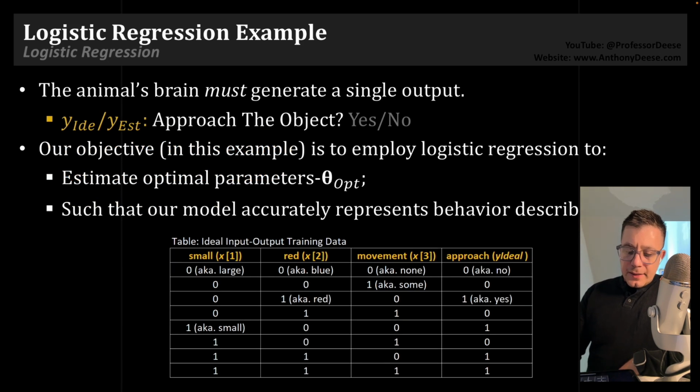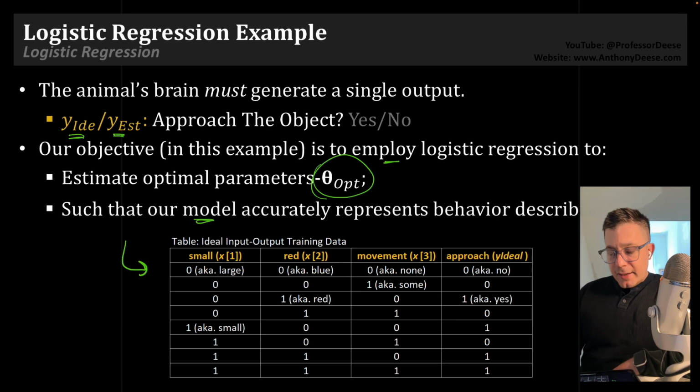All right, so the animal's brain must practically generate a single output. It must tell the animal, yes or no, do you approach the object? We are going to have training data with an ideal answer there, and we are going to use our logistic regression in order to mimic that and predict, based on inputs, whether it should, yes or no, pursue this source of food. Our objective in this example is to employ logistic regression to estimate the optimal parameters for our logistic model, such that this model accurately represents the behavior described below.